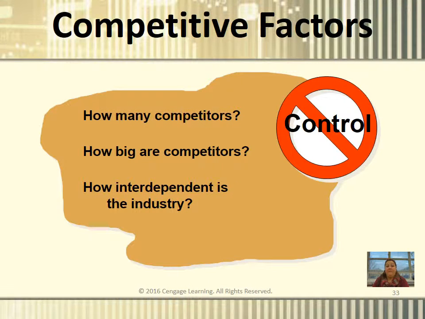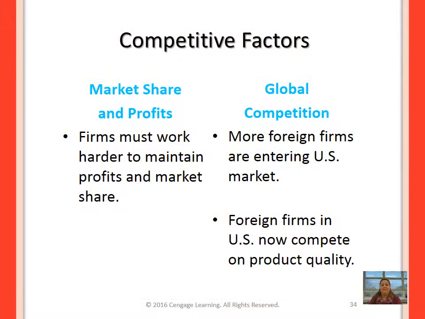The competitive environment includes the number of competitors a firm must face, the relative size of the competitors, and the degree of interdependence within the industry. Technology advances can bring in a whole new set of competitors that can change a firm's business model. This is the end of Chapter 4.